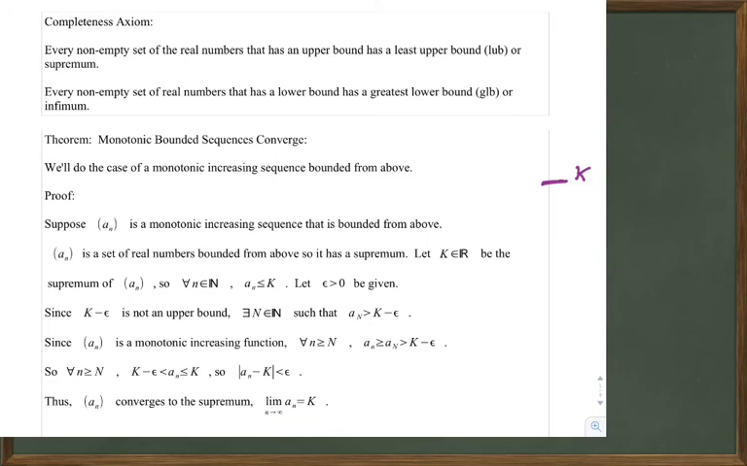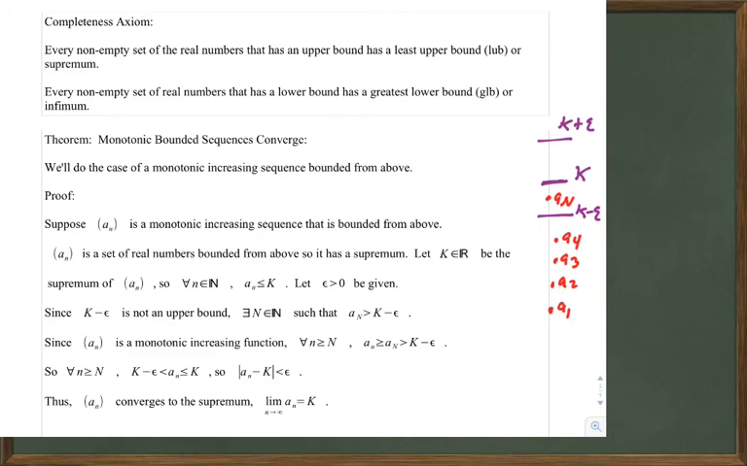Let epsilon greater than 0 be given. So I have k plus epsilon and k minus epsilon there. Since k minus epsilon is not an upper bound, k is the least upper bound or the smallest upper bound. So since k minus epsilon is not an upper bound, there exists an N in the natural numbers such that a sub N is greater than k minus epsilon. So here we can look at our sequence. Here's a1, a2, a3, a4, all the way up to a sub N, which is going to be finally larger than k minus epsilon, because k minus epsilon is not an upper bound. That means somebody in the sequence has to be larger.